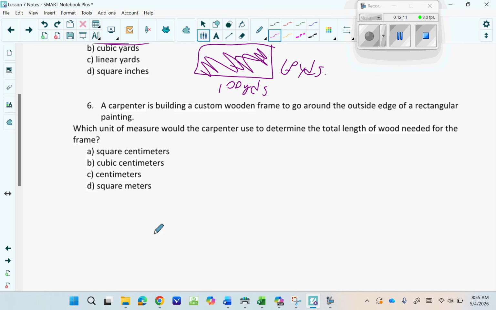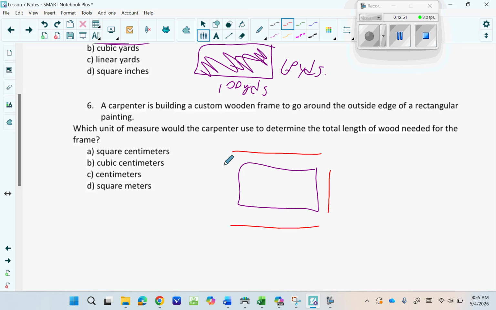Okay, and then finally, number 6. I have this painting, and a carpenter is going to build a frame around it. Think about it like a stick here, a stick here, a stick here, a stick here that he's going to staple together. So we're not covering the frame. Covering would be square, and we definitely don't need cubic. So in this case, it would just be centimeters.